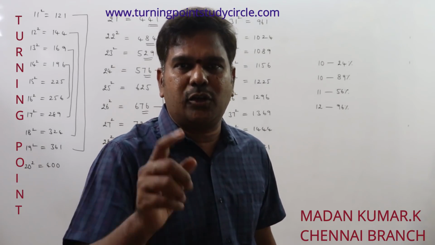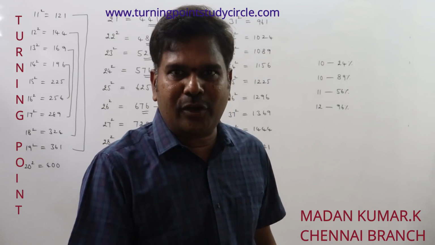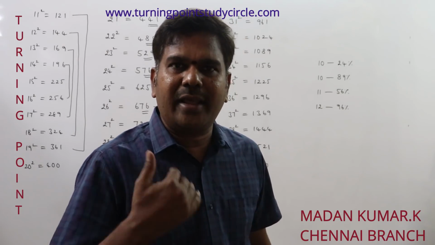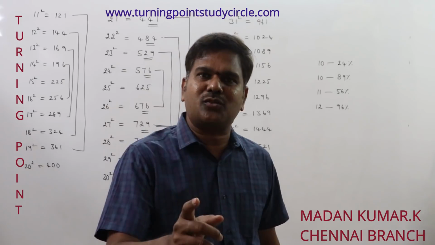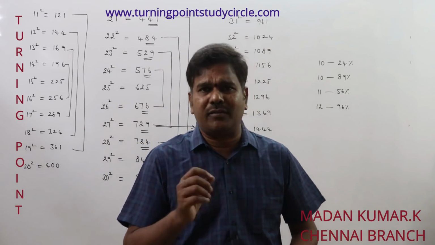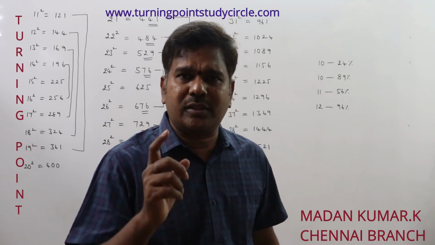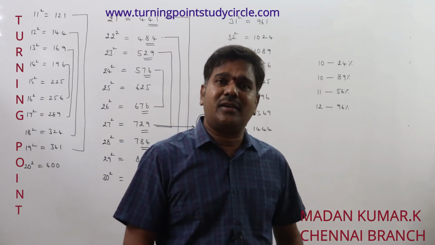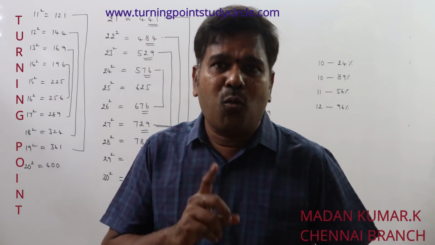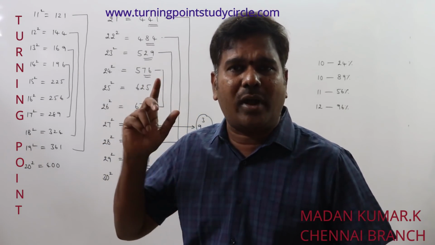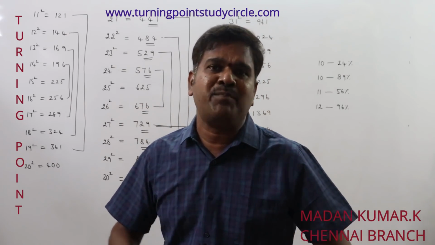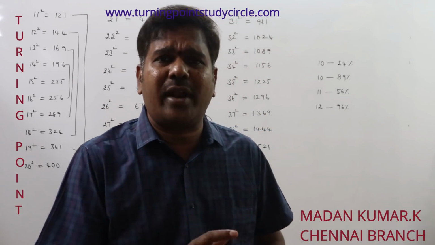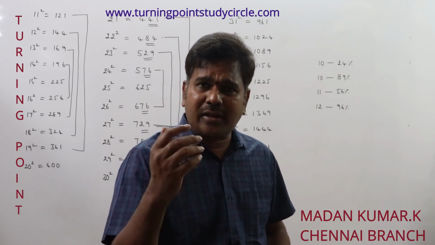14 square 196, 27 square 729, 9 cube 729, 21 square 441, 29 square 841, 22 square 484, 28 square 784, 23 square 529, 31 square 961, 32 square 1024, 33 square 1089, 34 square 1156, 35 square 1225, 36 square 1296, 37 square 1369, 38 square fancy number 1444, 39 square railway timing 15:21.